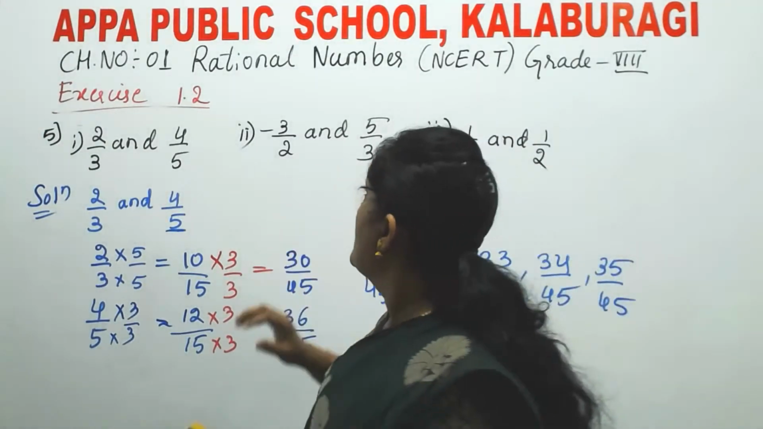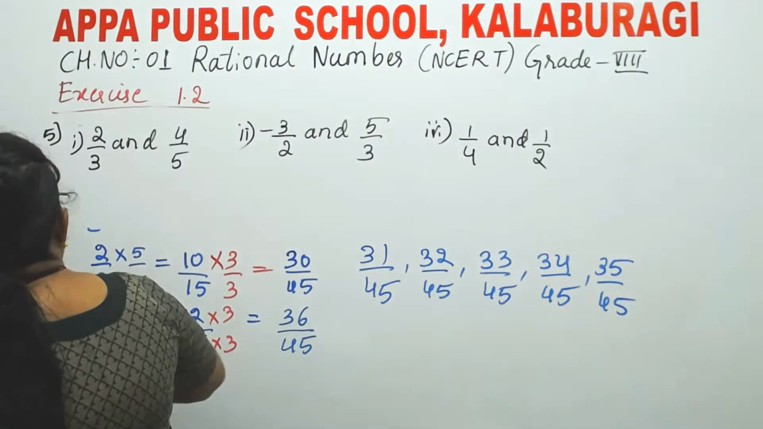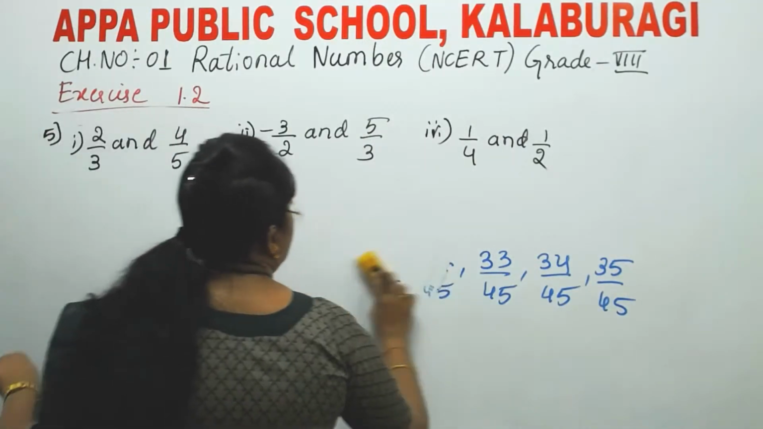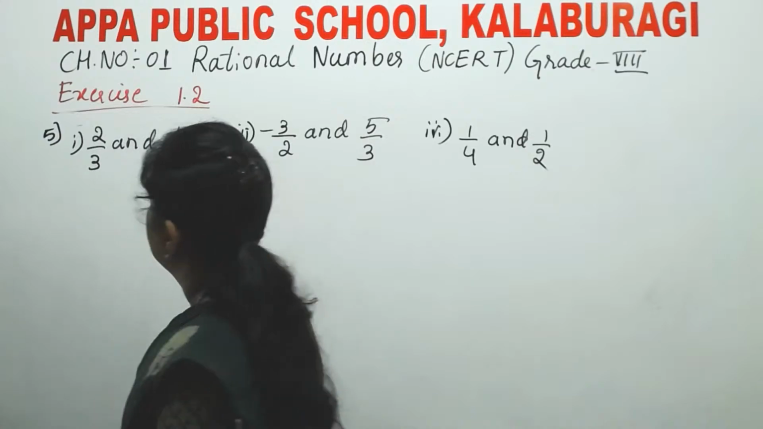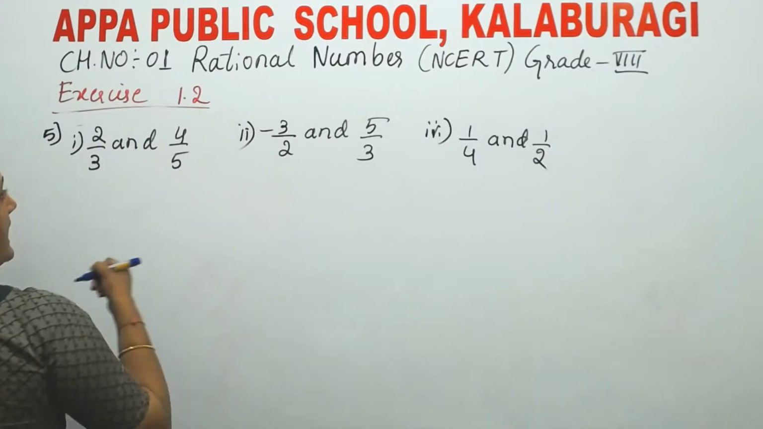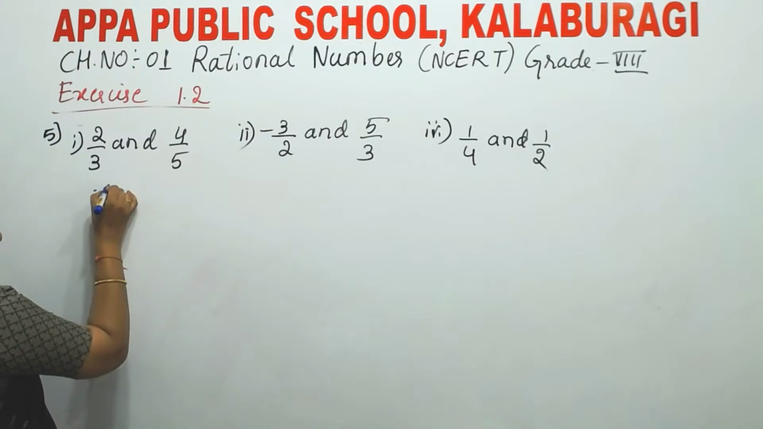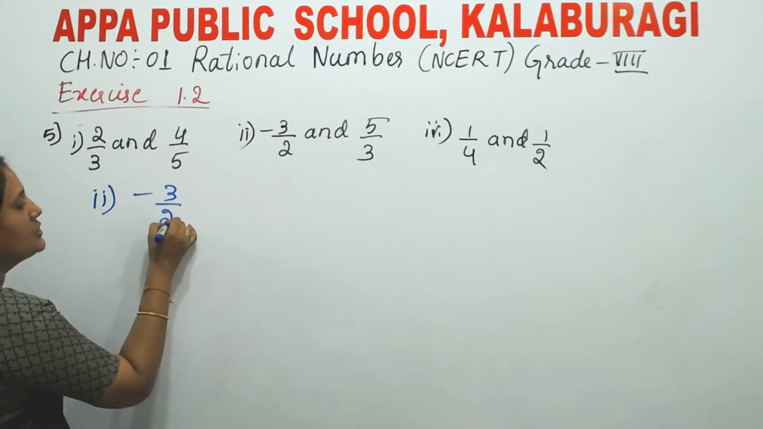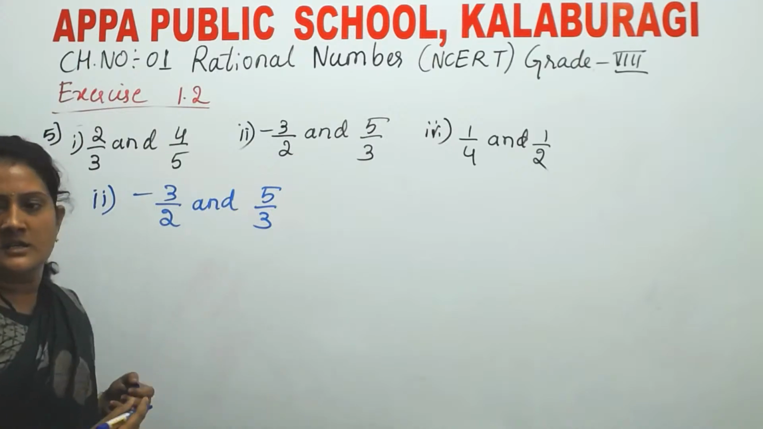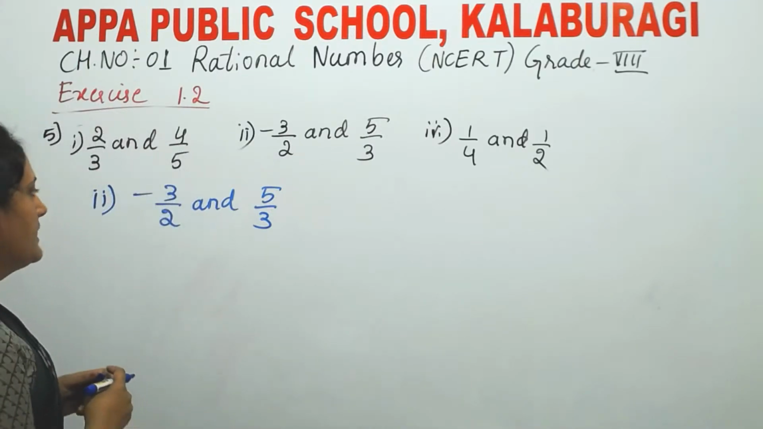This is minus 3 by 2 and 5 by 3. Second question is what? Second question is minus 3 by 2 and 5 by 3, right? What we have to do? Same method.